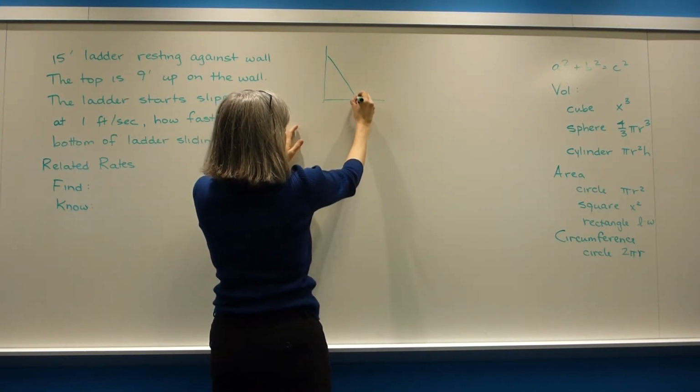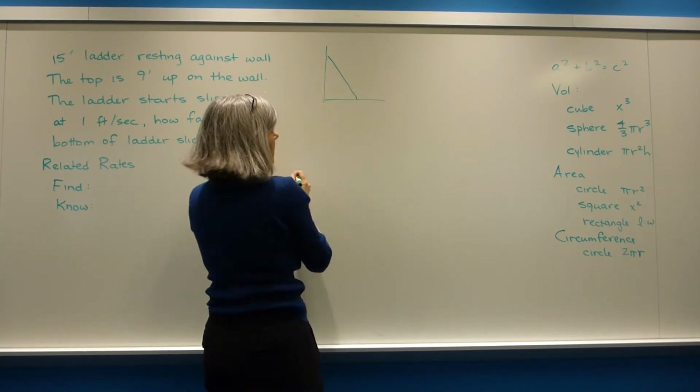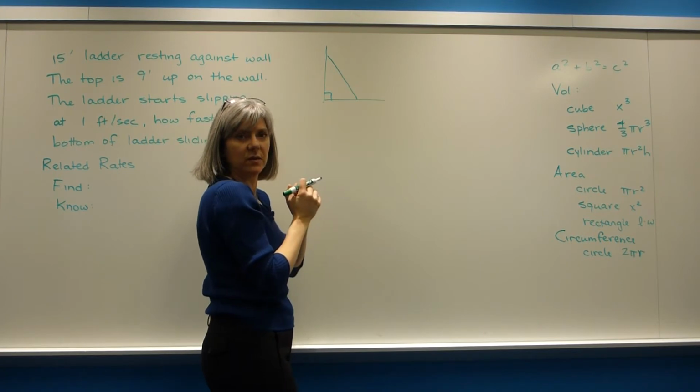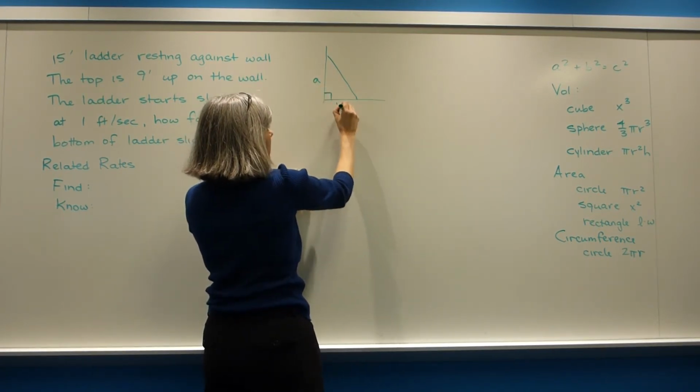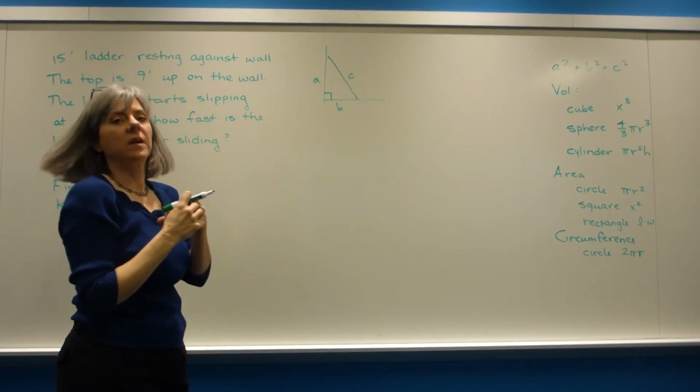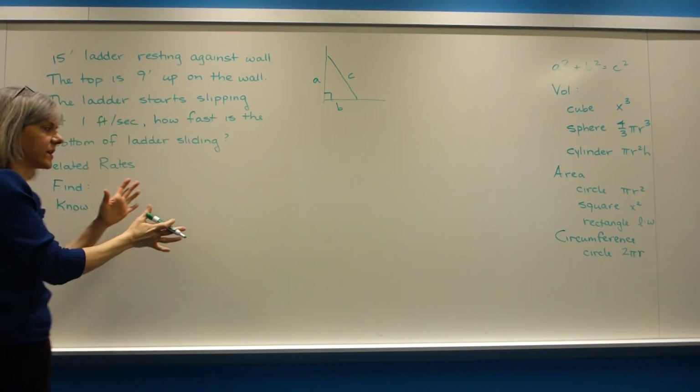So let's label some sides. You want to just do A, B, C? Does everyone see this is a right triangle? So let's just do A, B, C. Okay, so we've got our picture. Let's come back and start writing some things.